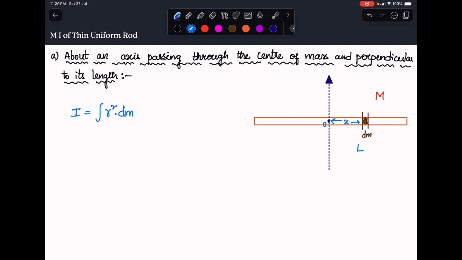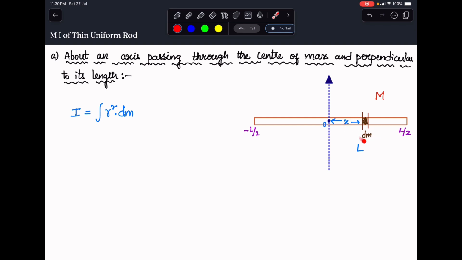Now what are the limits I can assume for this one to calculate the integration? Say this is minus L by 2, because the center of mass for a thin uniform rod lies at the center, so it divides the length into two equal halves. Therefore minus L by 2 to plus L by 2 are my integration limits, and this is your x, that is the distance. Here r square, where r is the distance between the small mass element from the axis of rotation. In the diagram we can see for the small mass element, the distance from the axis of rotation is x. So in the place of r we can write x.